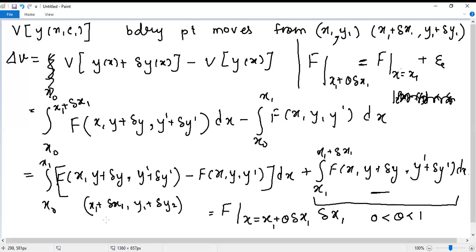This point will get reduced to the point x1, y1, which is nothing but exactly this. So this is capital F at x, y, y dash at the point x equal to x1. That is what we will get if delta x1 and delta y1, these two go to 0.